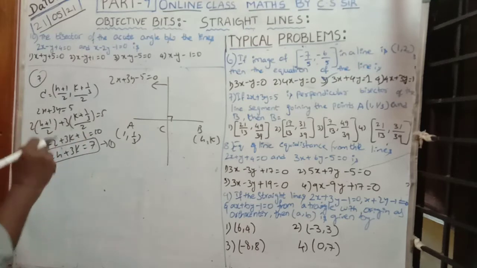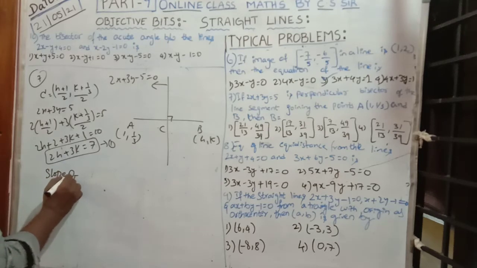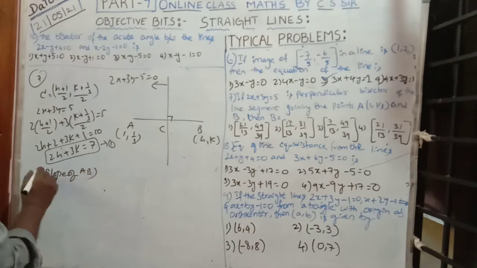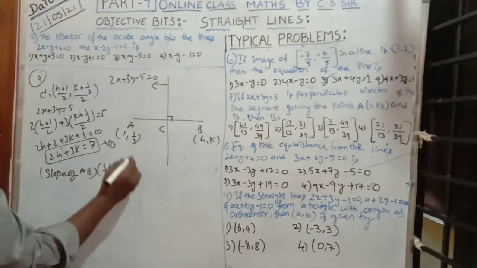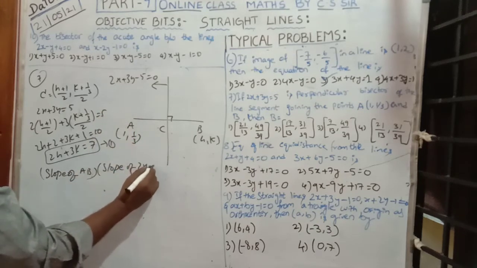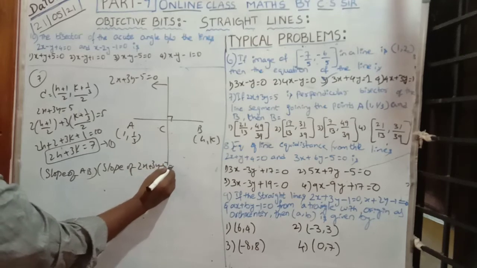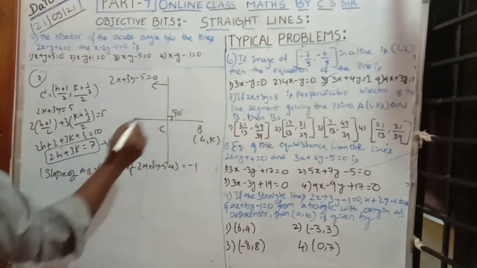It is one equation. In order to find h, k, we can get it. Now again, slope of AB into slope of that line, the line 2x plus 3y minus 5 is equal to 0, is equal to minus 1, because they are perpendicular, 90 degrees.